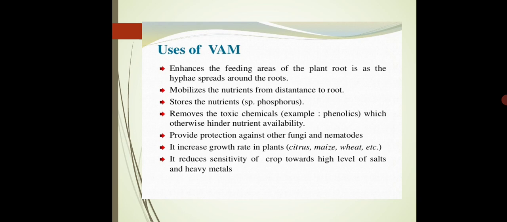Lastly, it reduces the sensitivity of crop towards the high salt concentration and heavy metals. तो जो crops ये sensitive होते हैं towards the high salt concentration or towards the heavy metals like mercury, तो ये वो sensitivity कम करने में मदद करता है और it makes resistant to this high salt concentration and heavy metals. This is all about the VAM introductory part, production of VAM and some applications of VAM.